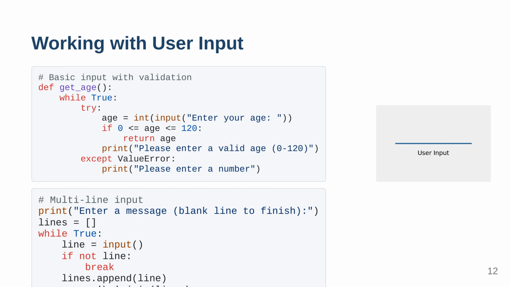User input requires careful validation to ensure data quality. Always assume users might enter invalid data and handle it gracefully. The while True pattern with try-except is common for input validation. For multi-line input, collect lines until a condition is met, like an empty line.